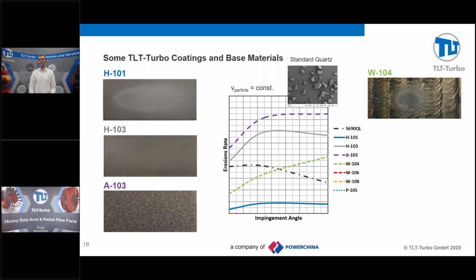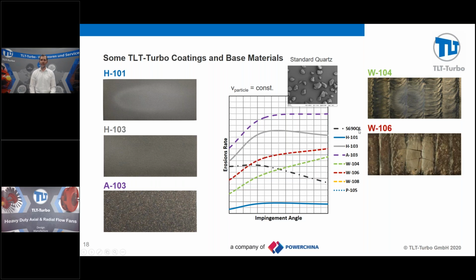And then we also have different kinds of weld overlays like the W104, which performs pretty good at low angles, but is not very good at high angles. So that's the case I highlighted before, where at high angles, the ductile material like the S690 have advantages over very hard and brittle materials like the weld overlay.